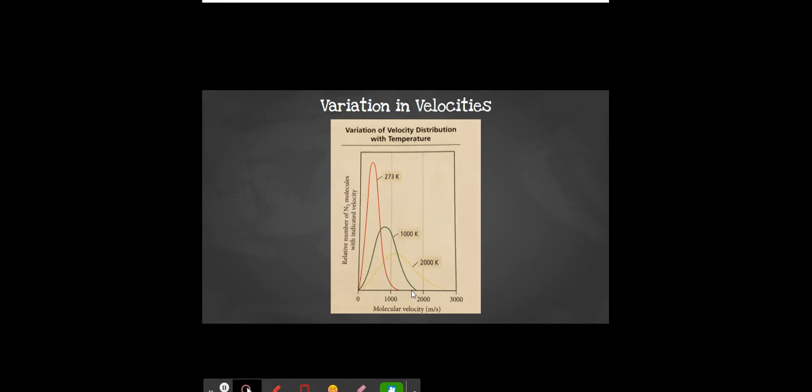The higher the temp, the smaller the peak here, and the greater the average velocity of those guys. The reasoning behind that has to do with calculus. So the area under the curve has to be the same. The total number of particles is the same for all of these peaks, but we have a greater range. So that's why the yellow is more broad than the red is. You don't need to know calculus to get the graph, but that is the reasoning behind it.